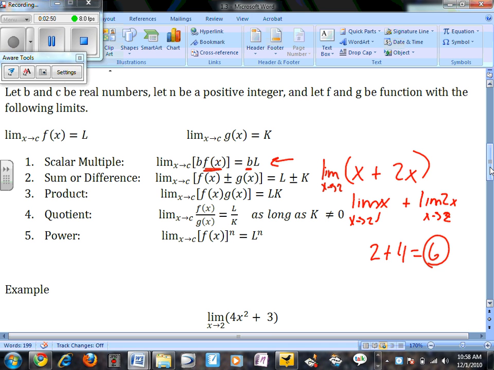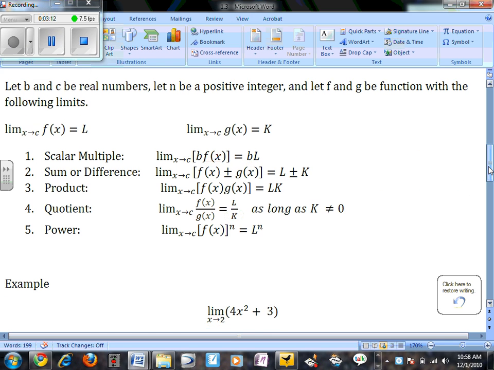Same thing for products. We just multiply the limits of the two functions. Same thing for the quotient. Divide the two limits of the two functions, as long as the limit of the bottom function is not 0. And for a power, if we have a function to a power, we find the limit of the function and we take it to that power as well.